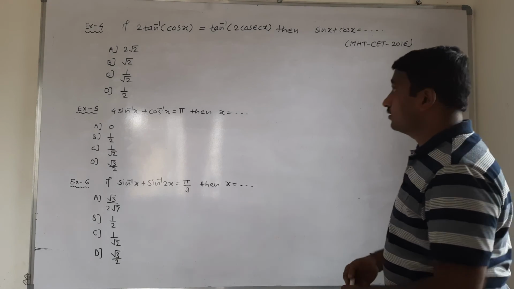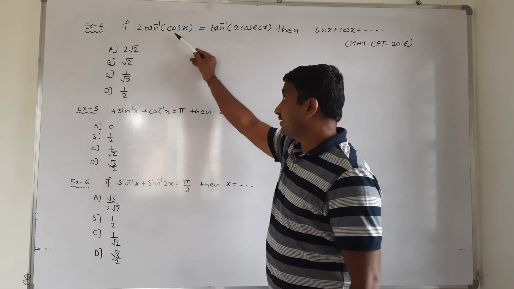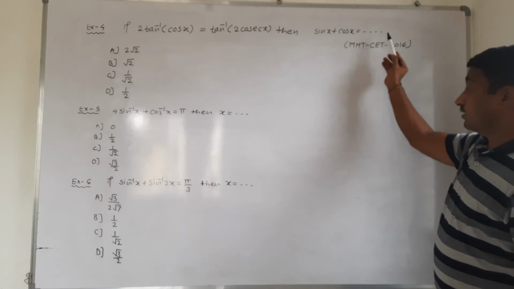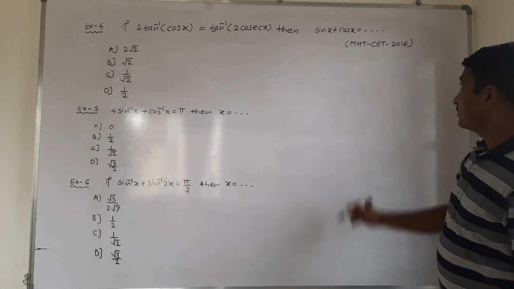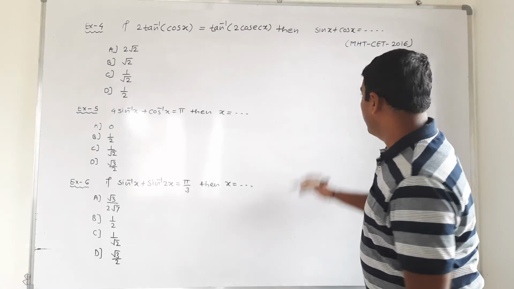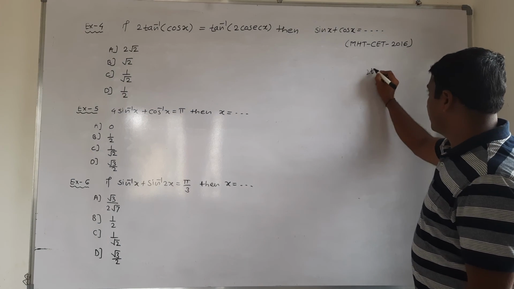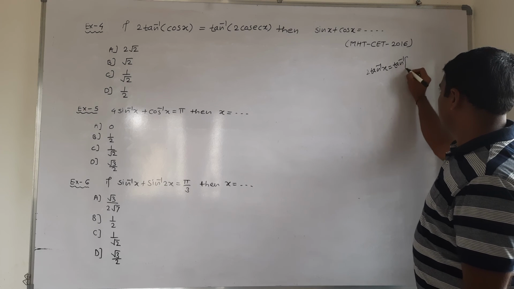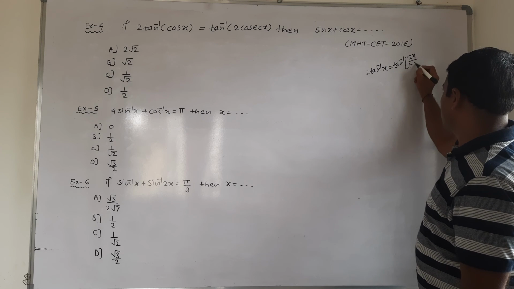Next example, if 2 times tan inverse cos x is equal to tan inverse 2 cosec x, then sin x plus cos x is equal to dash dash. This question was asked in MHT CET 2016. Now we know the formula: 2 times tan inverse x is tan inverse 2x upon 1 minus x square.